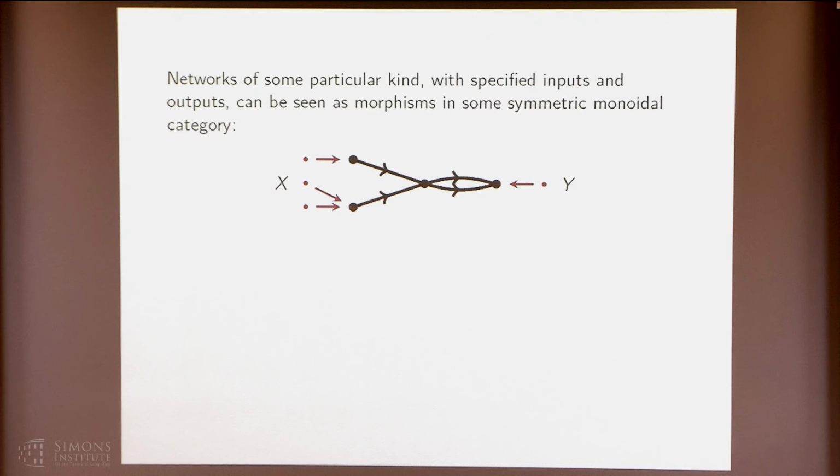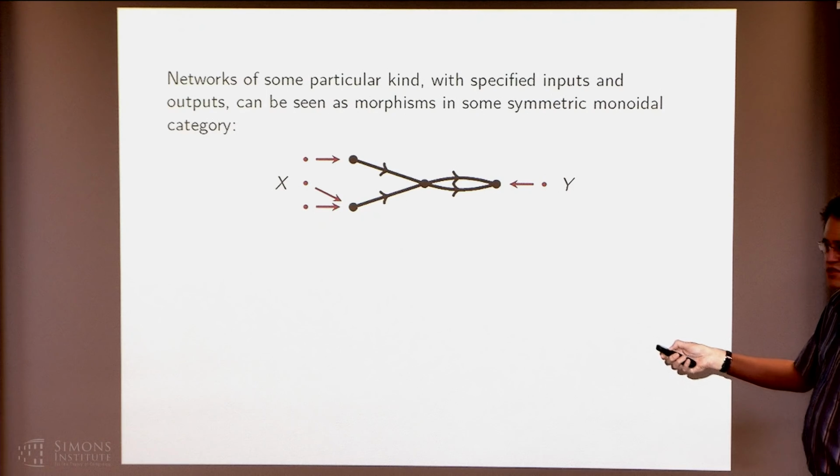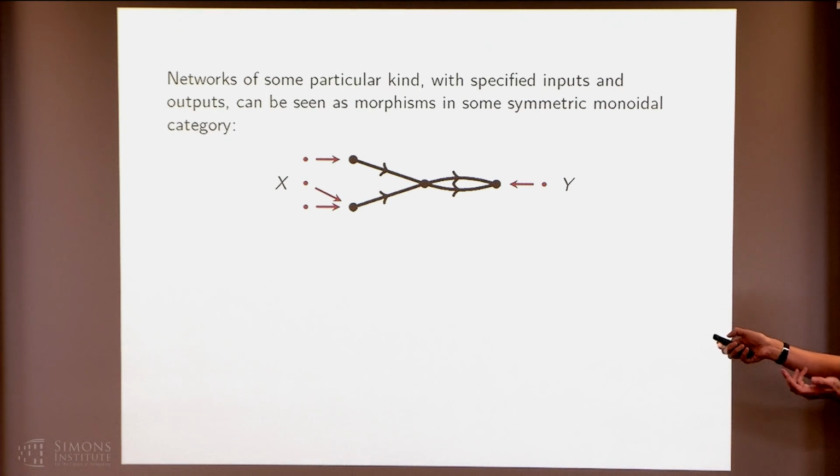So how does category theory play into this? The idea is that for networks of some particular kind, if you specify some input and output nodes in your network, you can think of that thing as a morphism in a category. So here my networks are just graphs, just a set of vertices and a set of edges where each edge is directed.